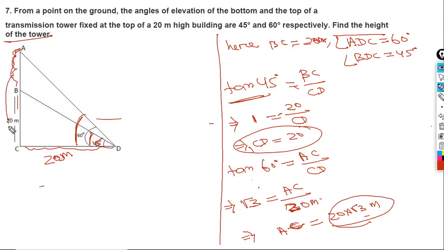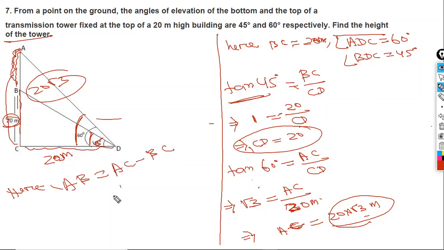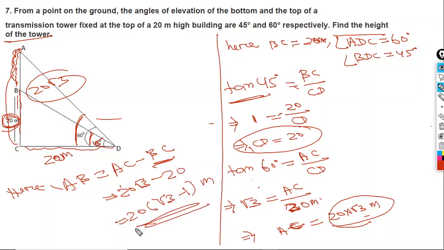Now look at it. Look at the figure, AC is 20 root 3. What we have to find is the length of AB. We know the length of BC, that is 20 meter. So here AB will be equal to AC minus BC, which is equal to 20 root 3 minus BC. Look at it, BC is 20. So 20 root 3 minus 20, which will be equal to, taking 20 as common, 20 into root 3 minus 1 meter. So this is the answer, 20 into root 3 minus 1 meter.